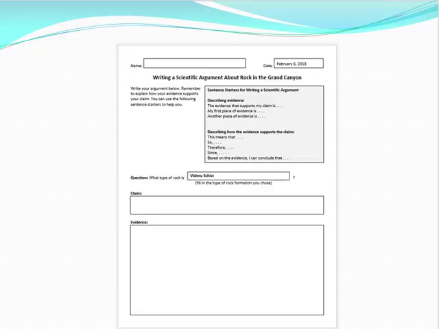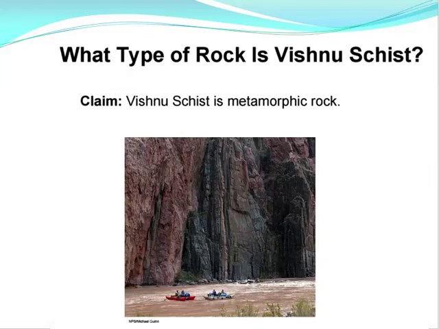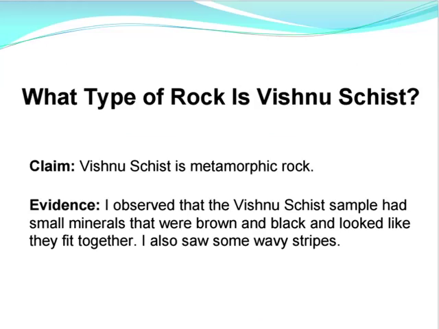So let's begin by answering this question, what type of rock is Vishnu schist? So my claim is that Vishnu schist is metamorphic rock. And the evidence that I can use to support my claim are the observations that I made of the samples of schist in class. So I could write, I observed that the Vishnu schist sample had small minerals that were brown and black and looked like they fit together. I also saw some wavy stripes.